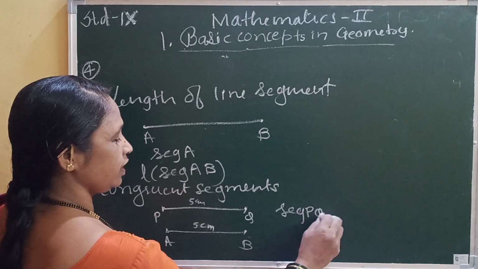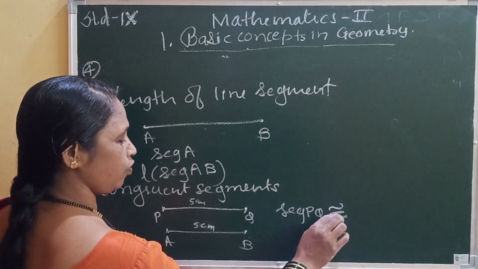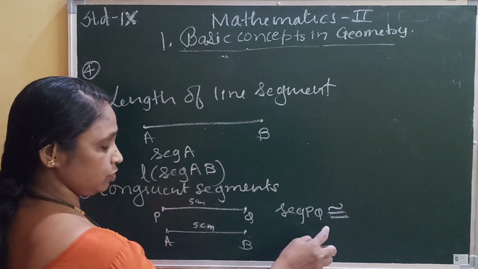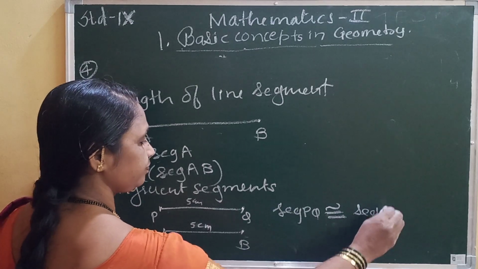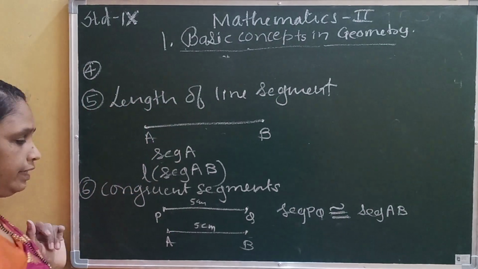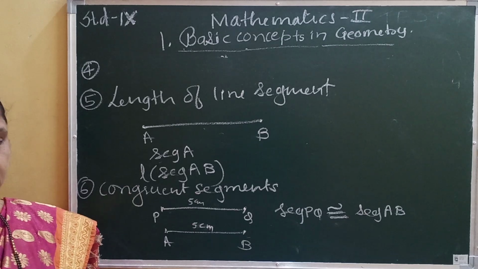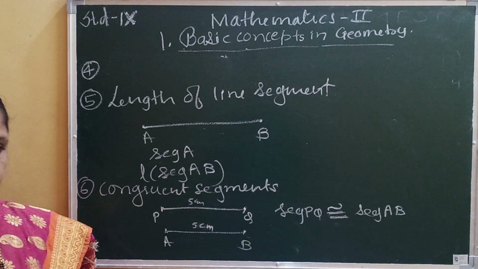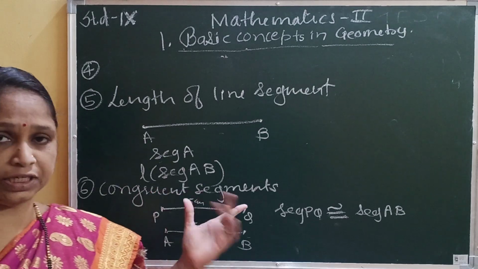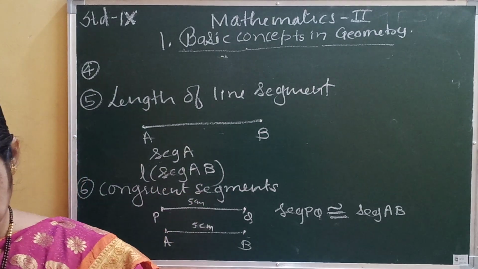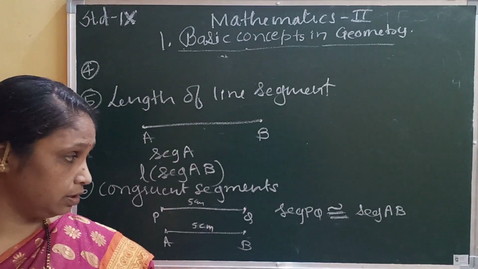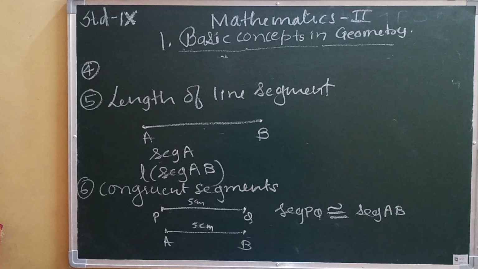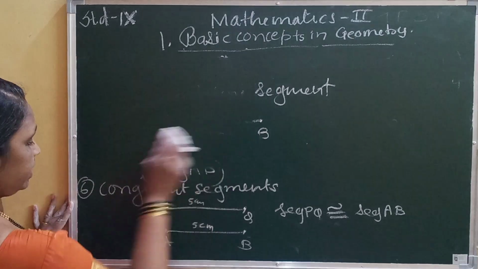Segment PQ is congruent to segment AB. This is the symbol of congruence. We can write like this. Two segments are congruent to each other when their measures, their lengths, are the same. Okay. Now the next part we have to study is the properties of congruent segments. What are the properties of congruent segments? Let's see.